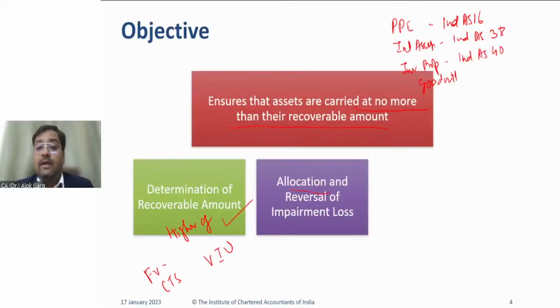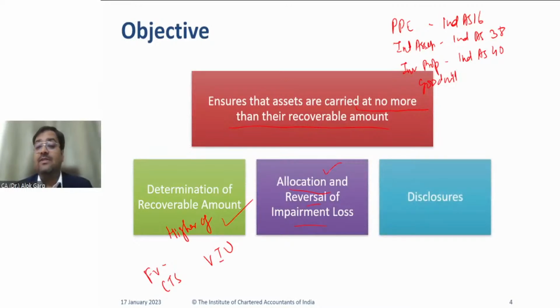Then how to allocate impairment loss, and when impairment loss can be reversed and the reversal can be booked. Then the last one is disclosure, disclosure of impairment losses.